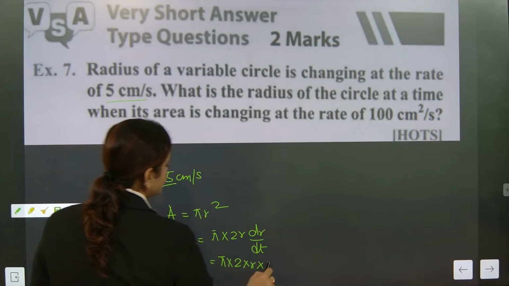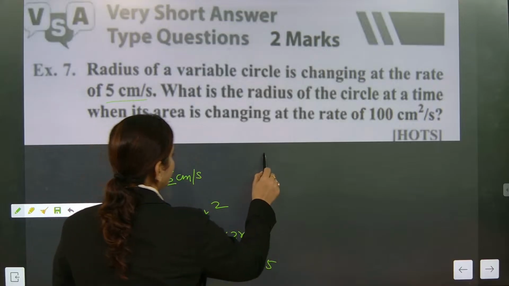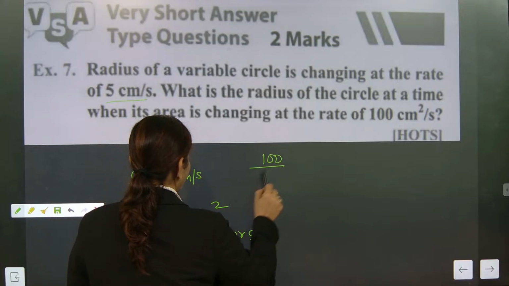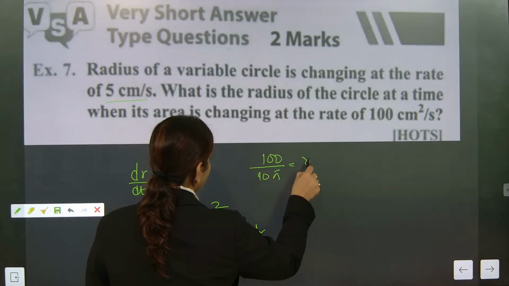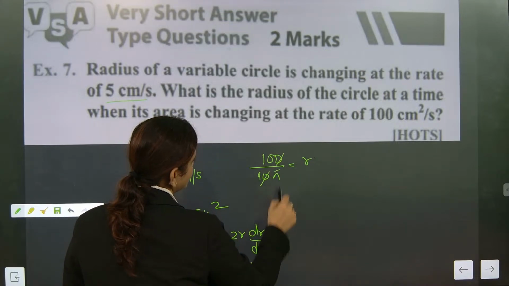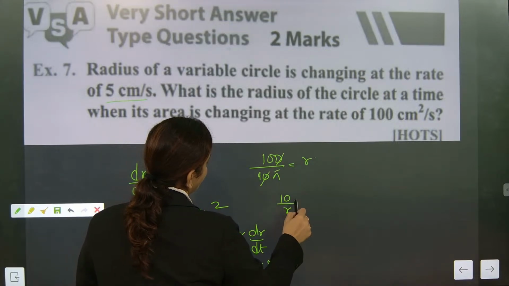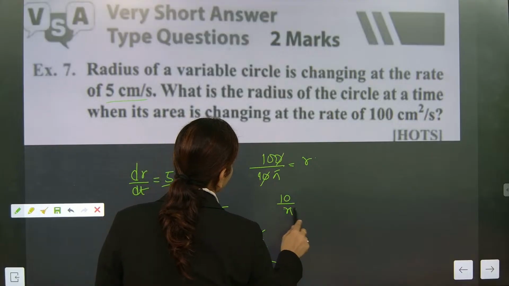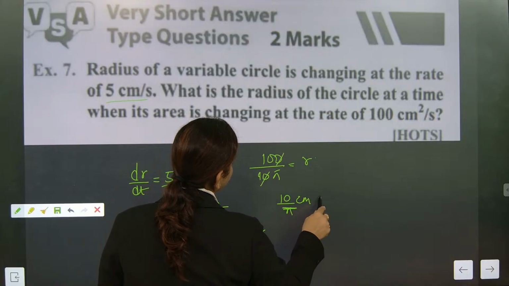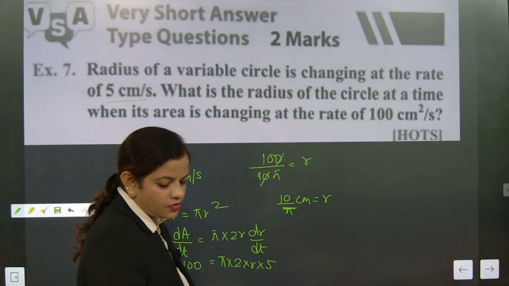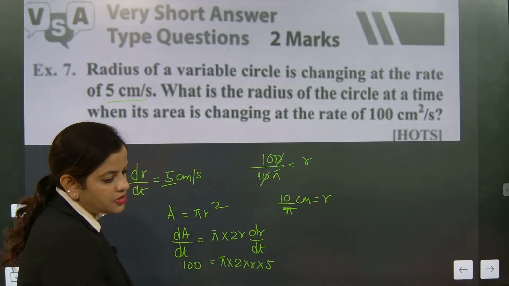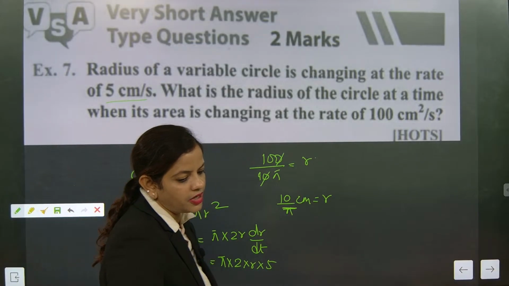So dr by dt is 5. So what we will write? 100 by 10 pi is equal to radius. So this and this will get cancelled. 10 by pi centimeter is equal to radius. So 10 by pi centimeter is radius. Absolutely correct. 10 by pi centimeter is radius. Absolutely correct answer, Nihal. Super.